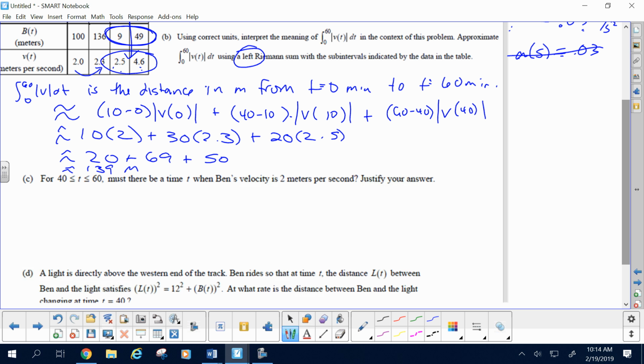So in citing MVT, do I need to say B is continuous and differentiable or V is continuous and differentiable?